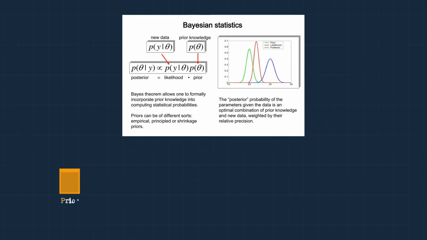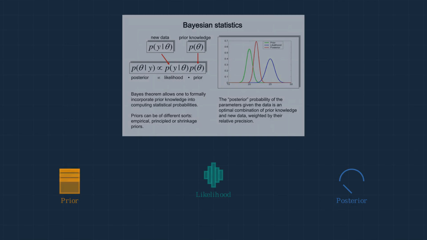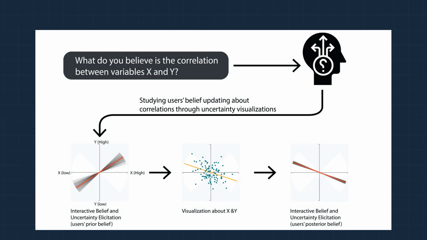We can visualize these components with simple icons. The prior is like a book containing our existing knowledge. The likelihood is like a histogram showing how our observed data is distributed. And the posterior is like a gauge that updates to show our new beliefs after combining prior knowledge with new evidence. Here's a real-world example of Bayesian updating in action. We start with a prior belief, observe new data, then form a posterior belief by combining our prior with the evidence.